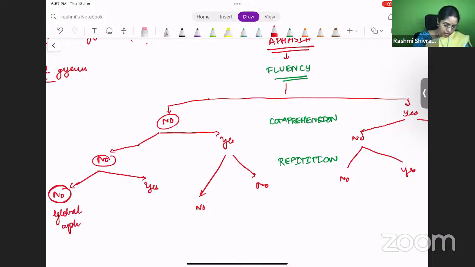The patient is not able to have fluent speech. The patient is not able to have comprehension. There is no repetition. Nothing is there. So the patient is having a global aphasia, right?